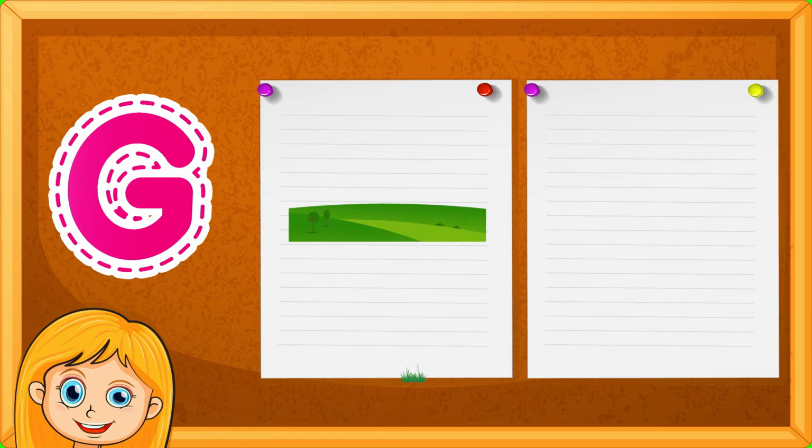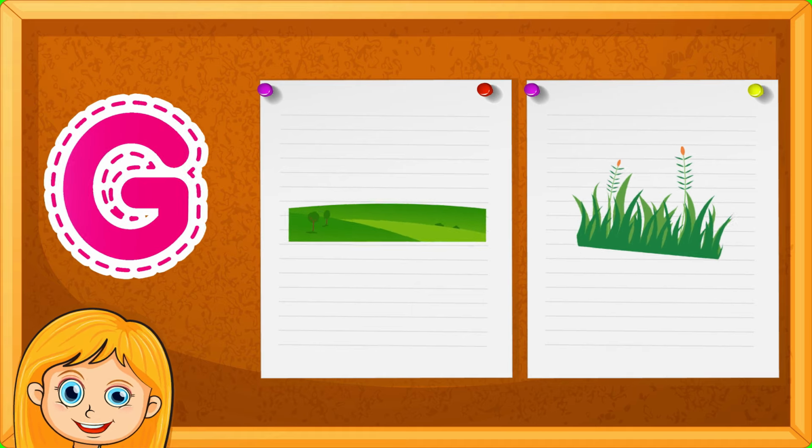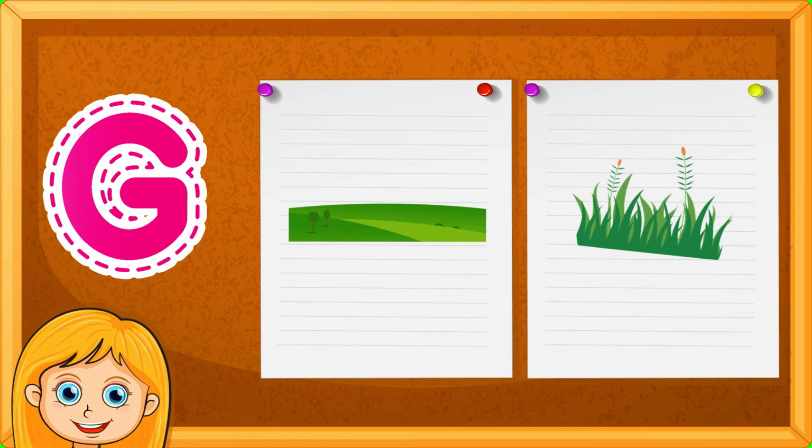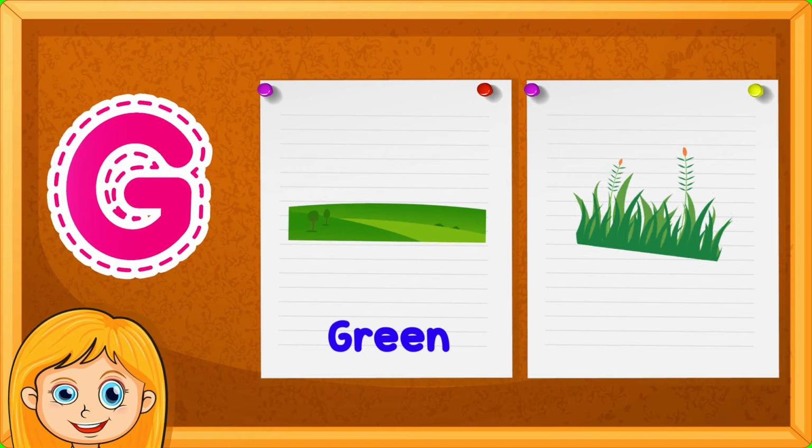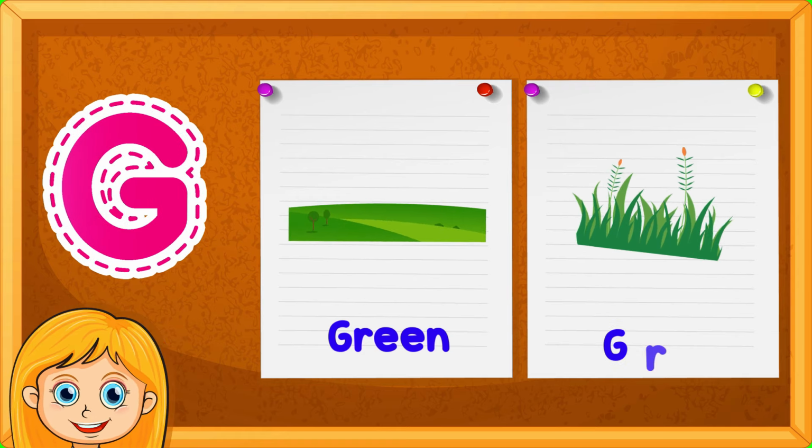G is for green. G is for grass. G is for green. G is for grass.